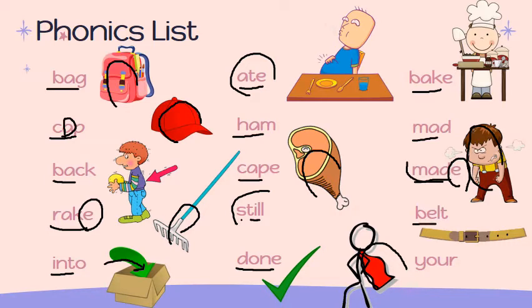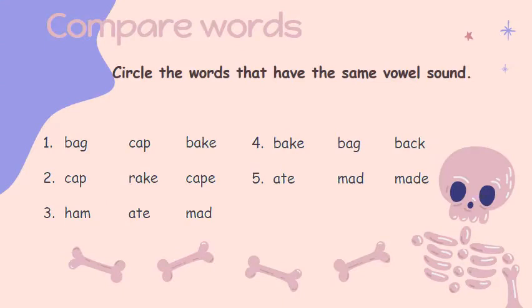We have the word belt. Belt. It's also related to previous rules. We can hear the short E sound in the word belt, with the L blend, belt. This is the word your. Now we have to circle the words that have the same vowel sound.